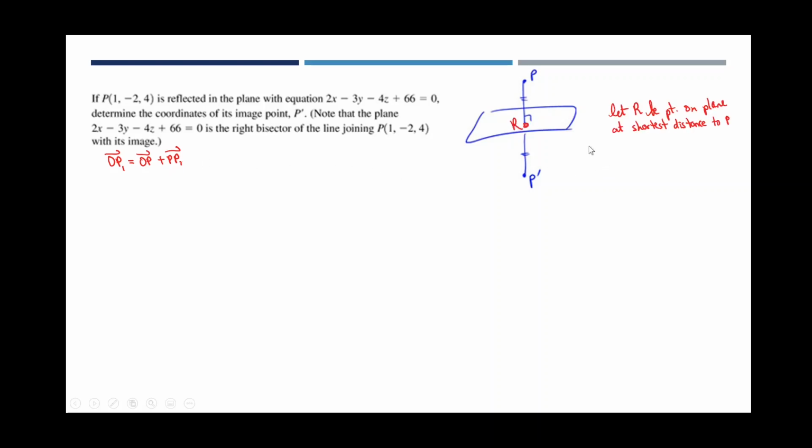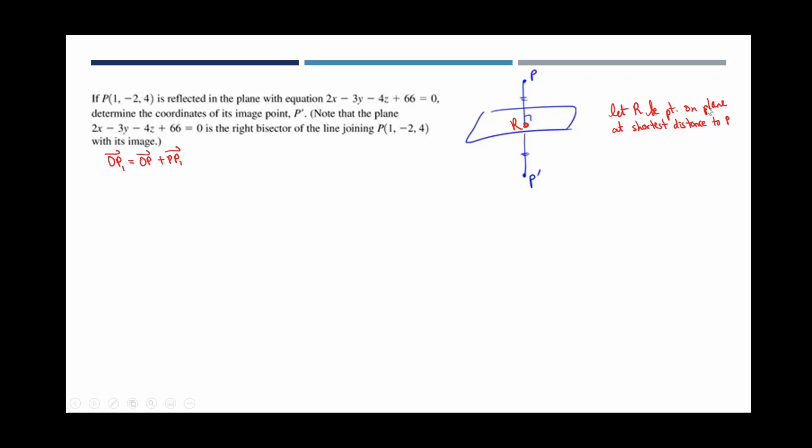Then we're going to define a point on the plane that is right on the line as well as the plane. That's going to be at the shortest distance to the point P that's provided.